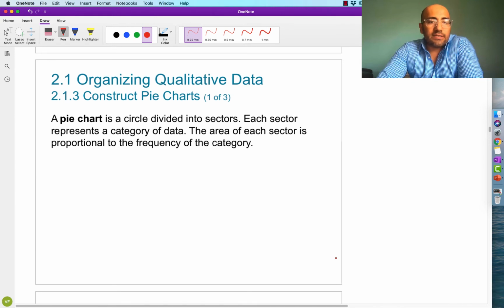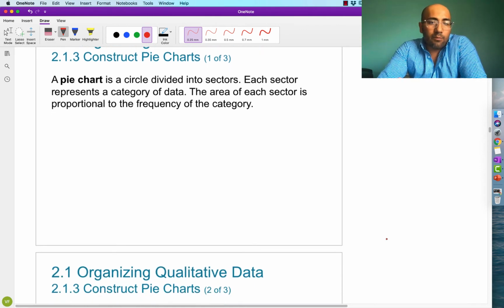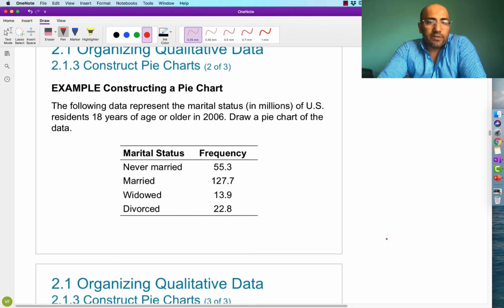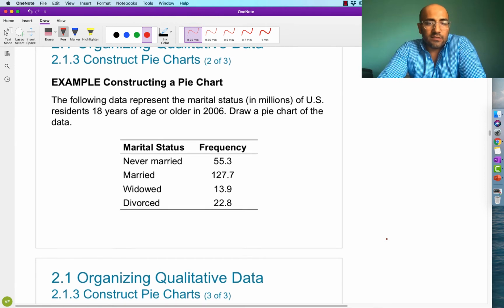Okay, a pie chart is a circle divided into sectors. Each sector represents a category of data. The area of each sector is proportional to the frequency of the category. So again, we're making a connection between area and the proportion or the ratio of a particular category within a sample or a population. Okay, so for example, the following data represents the marital status of U.S. residents 18 years or older in 2006.